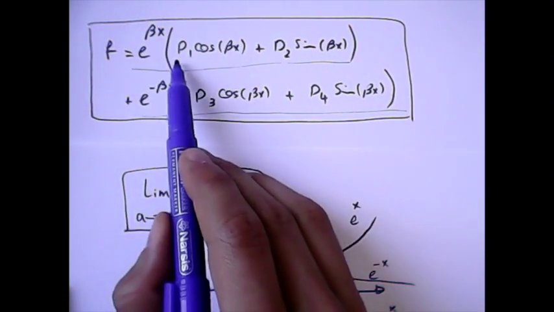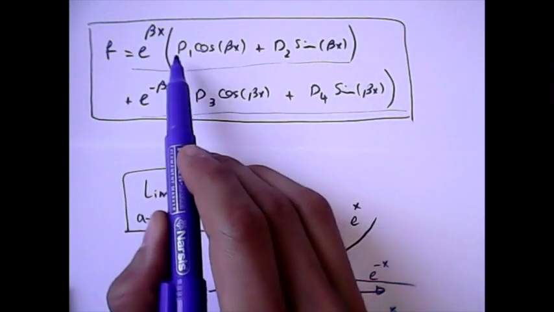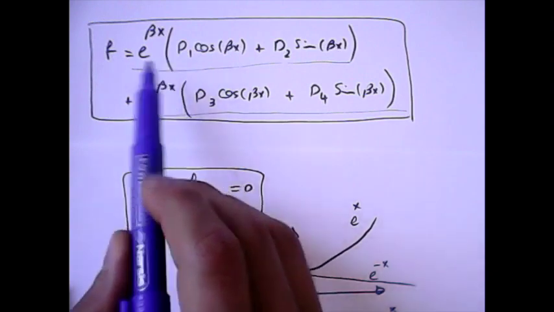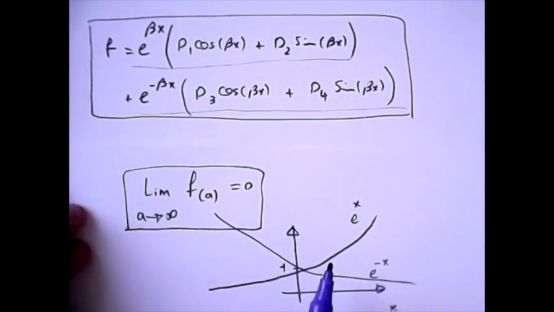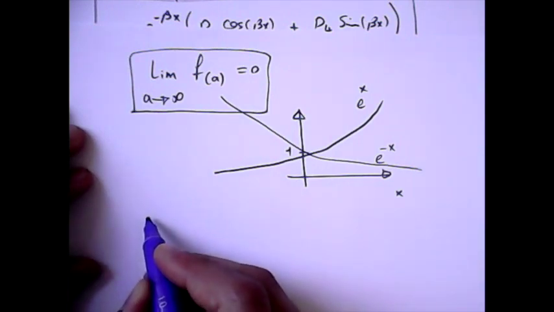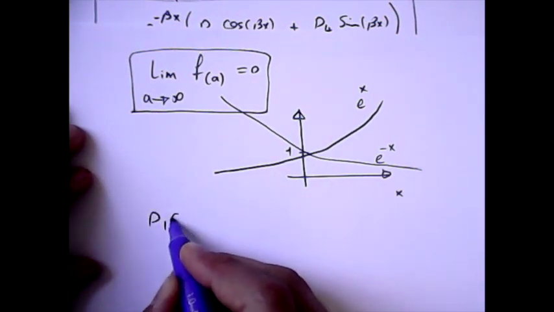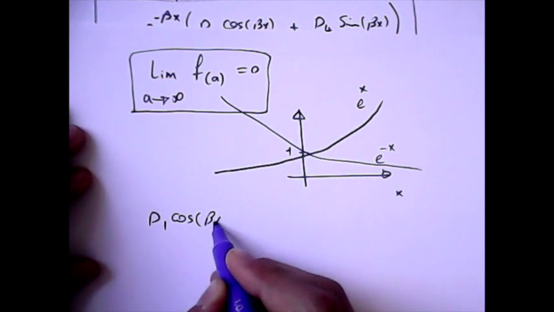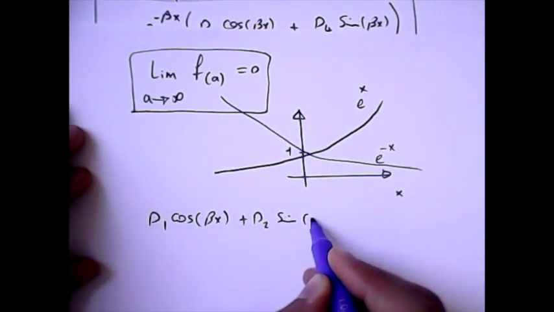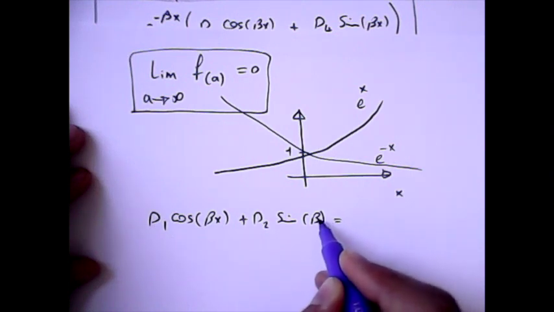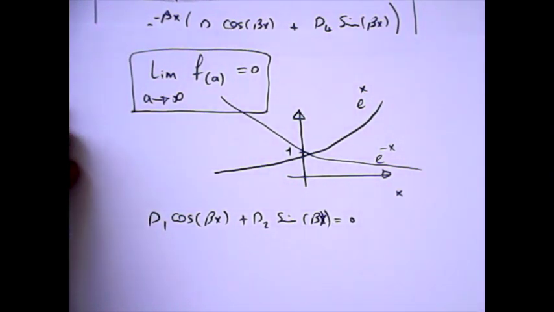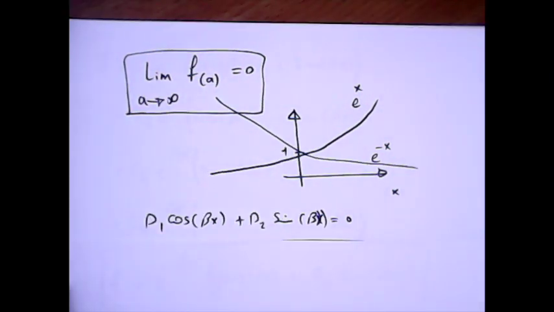But what about this term in the middle? We could do something about it. We could say this term in the middle is entirely zero. I could do that. I could say d1 cosine beta x plus d2 sine beta x is equal to 0. Okay, so that's pretty interesting.